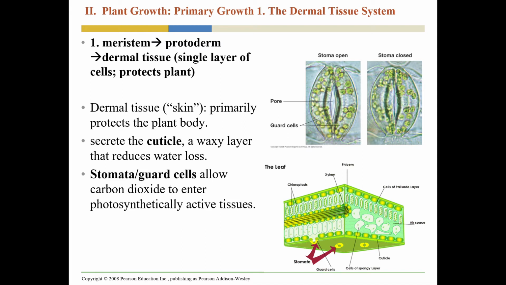The meristem produces primary cells called protoderm, which gives rise to dermal tissue, a single layer of cells that protects the plant. So this is the skin of the plant, and it protects the plant body. It secretes a waxy cuticle to keep the plant from desiccating. And you also have embedded in this dermal tissue those stomata and those guard cells.